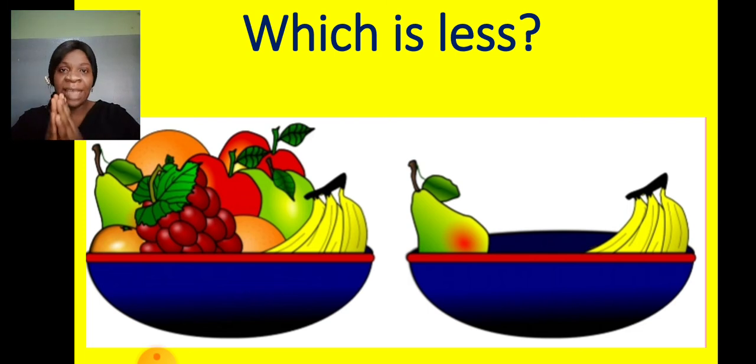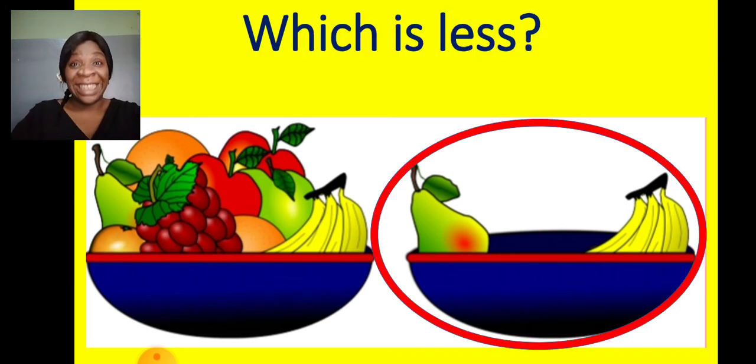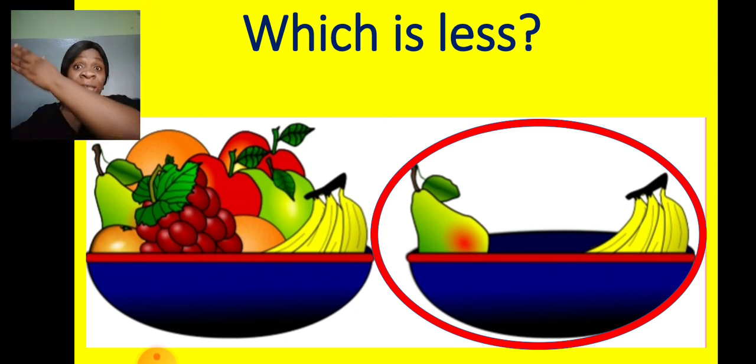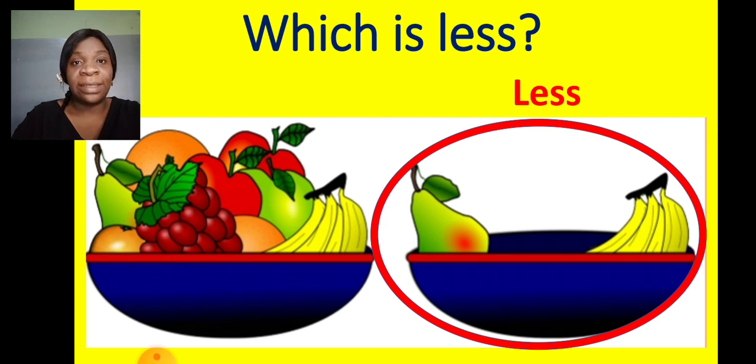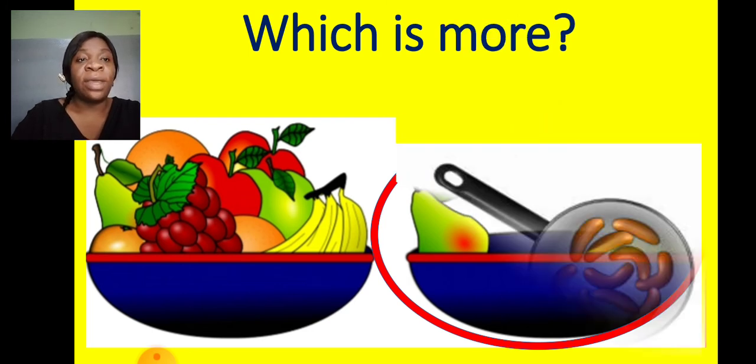Which is less? You're right. You're so smart. Yes, that bowl is less. It has lesser fruits than the other bowl. The other bowl has more, while this other one that is circled has lesser. Okay, lesser fruit. That is less. Great job.